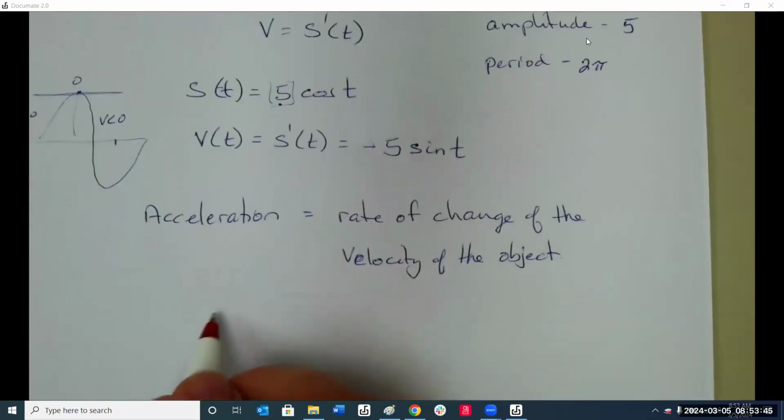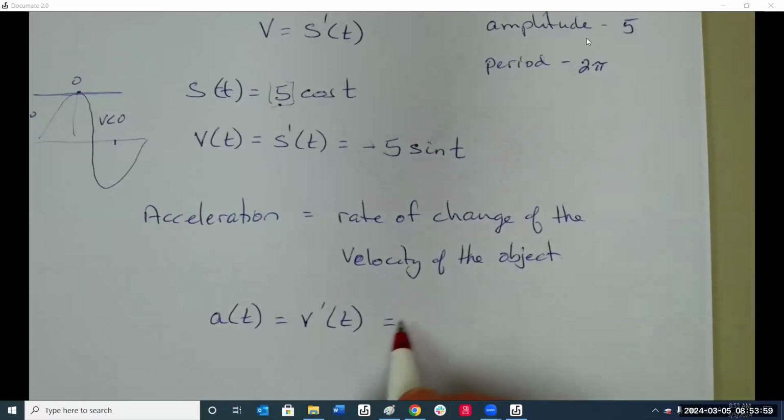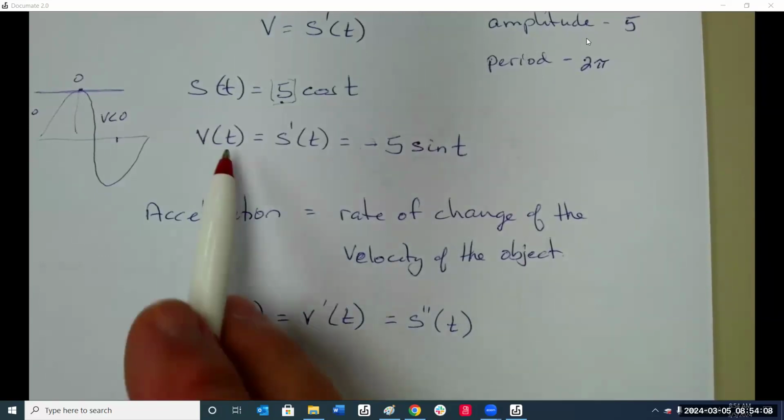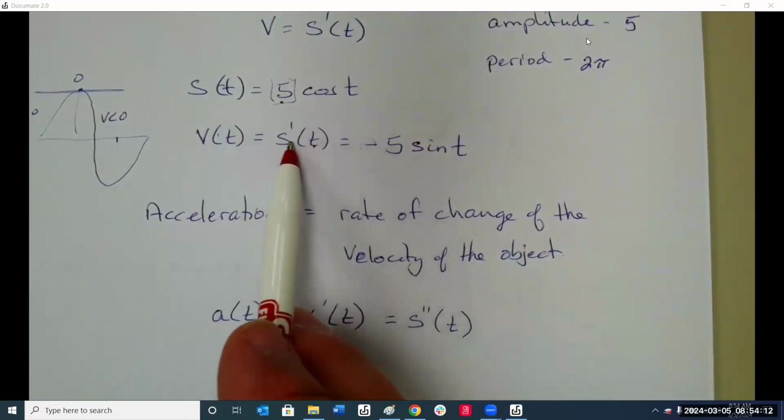So if we have to find the acceleration, that is the first derivative of the velocity. But this also means it's the second derivative of our position function, because velocity is the first derivative. If we take the derivative of velocity, that means we're taking the derivative of a derivative.